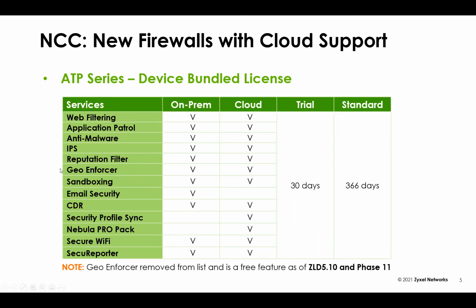And with Geo Enforcer, we actually removed it from the license. It is now a free service, so that's still there. We have our sandboxing, our email security, our collaborative detection and response, which is our CDR, and then we have our secure Wi-Fi and our Secure Reporter. So those are what you normally get with your security pack, your Gold Security Service license.